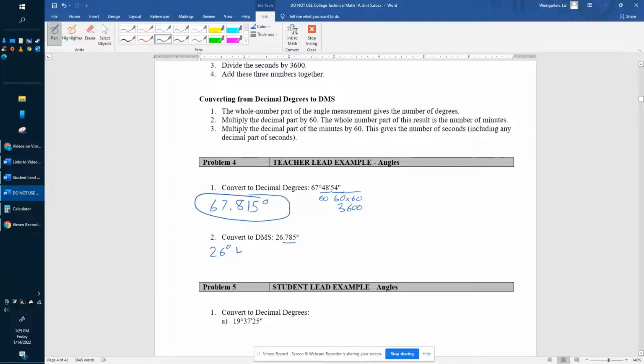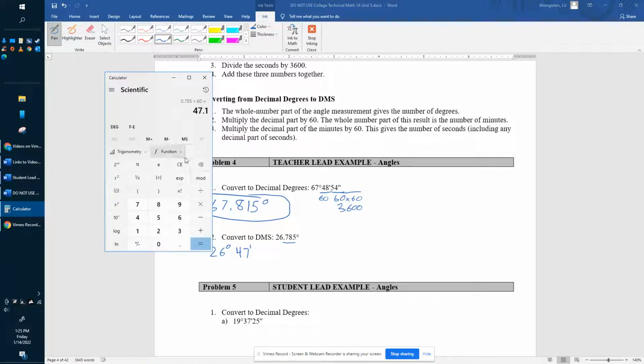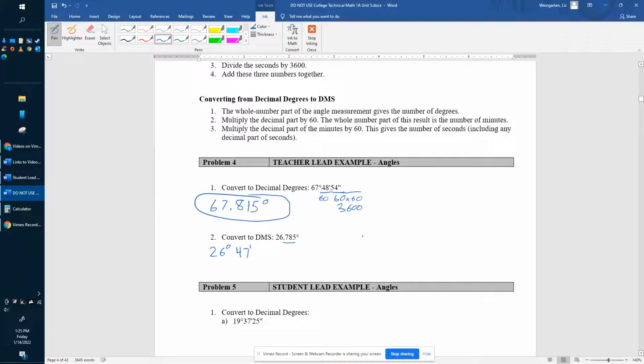Minutes are just a single quote or a tick. Now we have the full minutes, we only have to worry about the decimal place again. So we want 0.1 times 60 again, and we get 6 seconds. And that is how you convert.